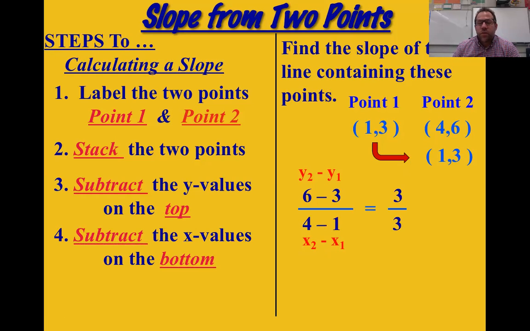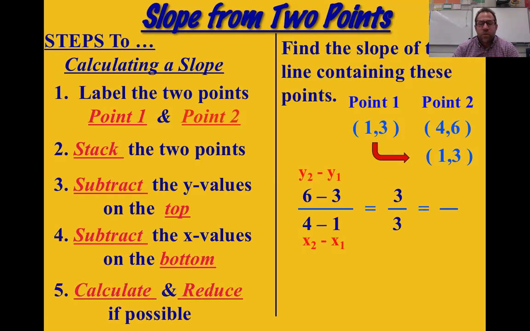Now we have to simplify. The last step is to calculate and reduce. We can reduce 3 over 3. We divide the top and the bottom by 3, and we get 1 over 1. So the slope of these 2 points, which is what we started with originally, is 1 over 1, or we could just say 1.